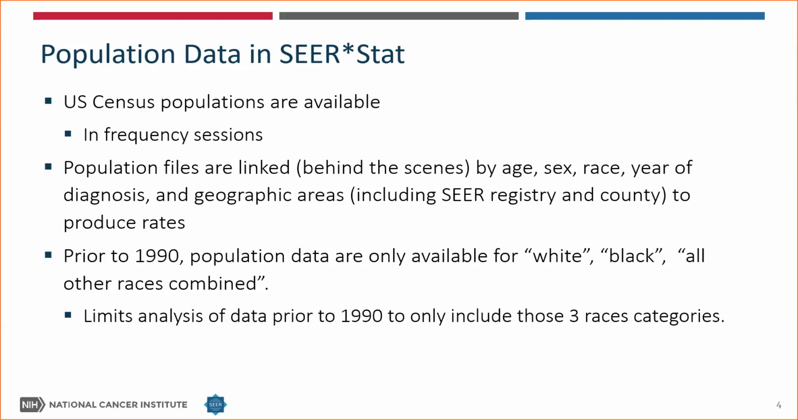Prior to 1990, the population data were only available for white, black, and all other races combined. Starting with 1990, they started becoming available with additional races. That affects what races you can produce rates by in the SEER data. The incidence numerator data has detailed races and can be used for some things, but when linking to population and producing rates, it's dictated by the years of data.